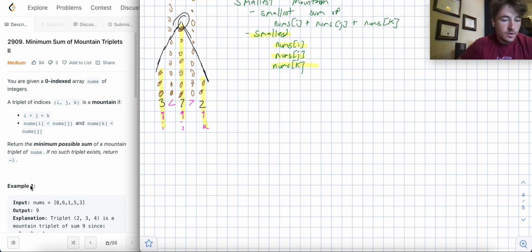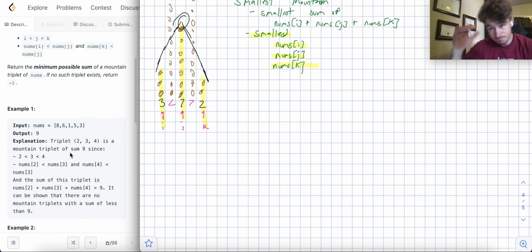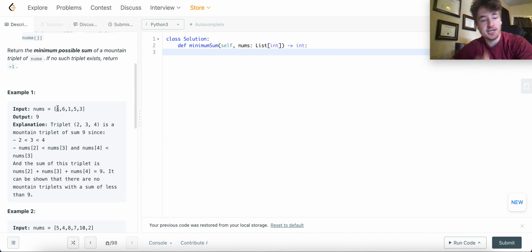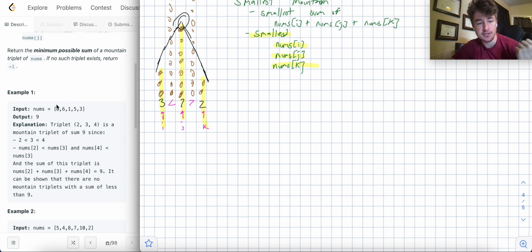Example 1, just to be completely transparent, I've already solved this problem. This one's not that interesting, because there's only one mountain in here. There's 5 as the peak, and then 1 and 3. You can't choose 8 or 6 or 1 as the peak because there's nothing smaller to the left. I can choose 5 as a peak because 1 is smaller to the left and 3 is smaller to the right, and they're right next to each other.